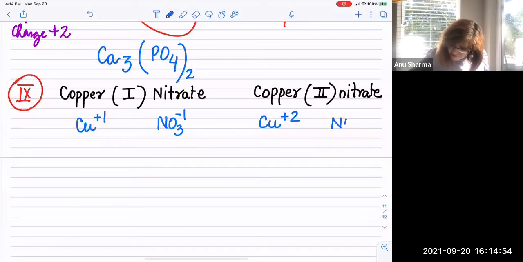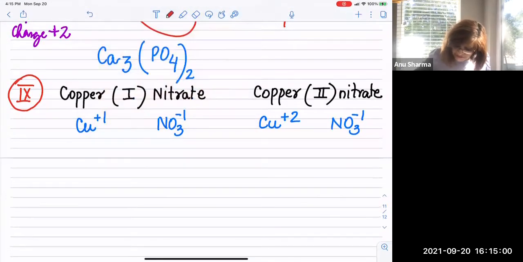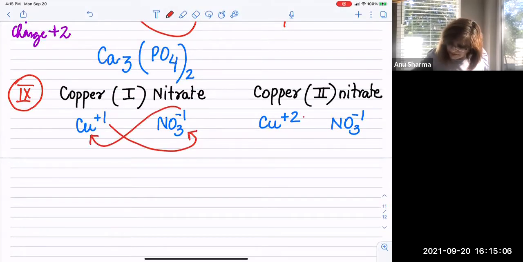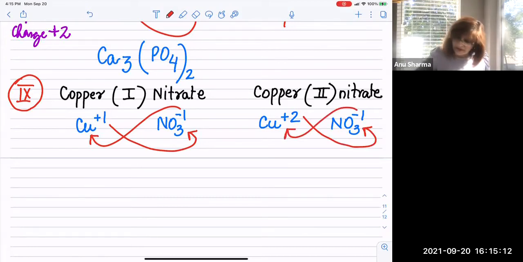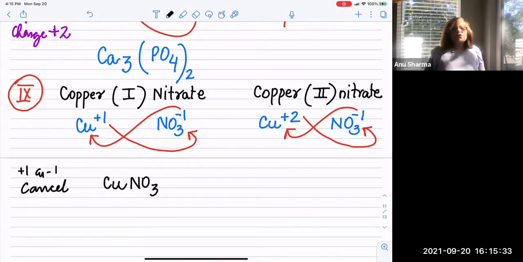Again, you have to check. You should memorize, but you check the polyatomic ion table. So this goes here, and this number comes here. Then we see that +1 and -1 cancel out. So what's the formula then? Here we have CuNO3.